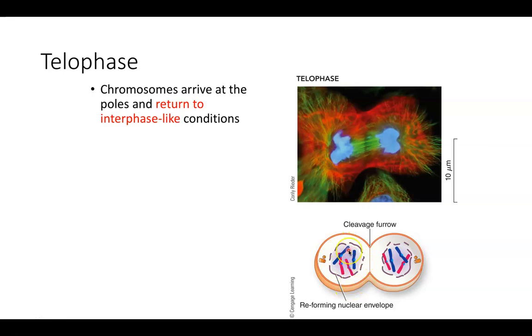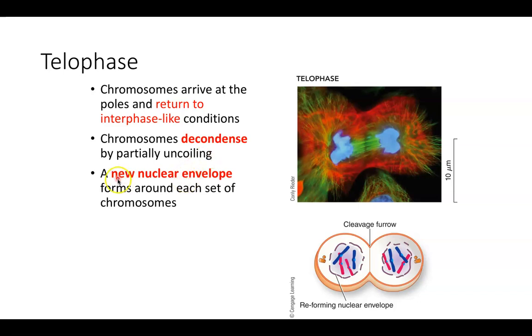Your chromosomes decondense and start to uncoil and get back into a chromatin format. And then you also start to form a new nuclear envelope. So you see in the picture here, although you can't really see the chromosomes there, they're going to start to become more loose like the chromatin format, and they're going to also begin to get the nuclear envelope around them as well.